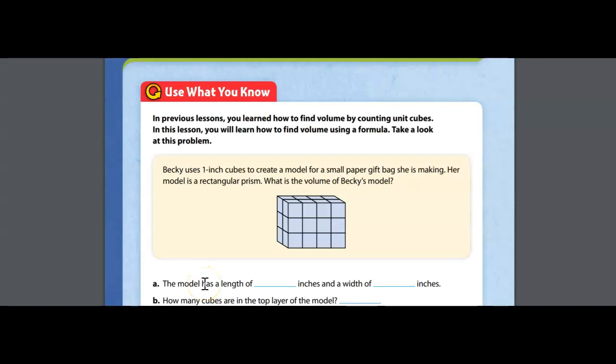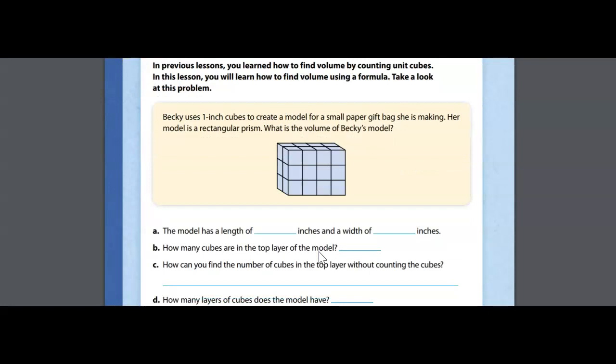So in the previous lessons, we learned how to find volume by counting unit cubes. In this lesson, you will learn how to find volume using a formula. So we're going to take a look at this problem. Becky uses 1-inch cubes to create a model for a small paper gift bag she is making. Her model is a rectangular prism. What is the volume of Becky's model? Based off of our previous lessons, we could find the volume by counting our 1-inch cubes. But in this lesson, we are going to find a formula to be able to calculate our volume.